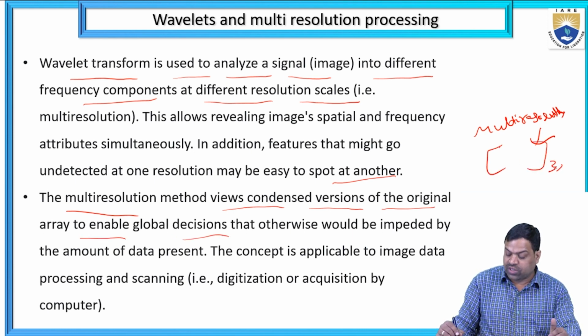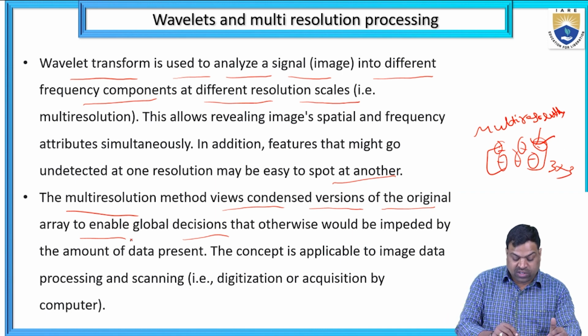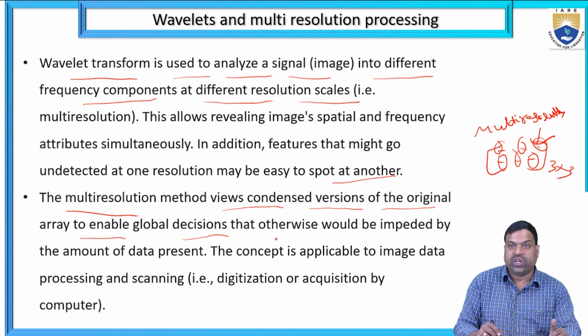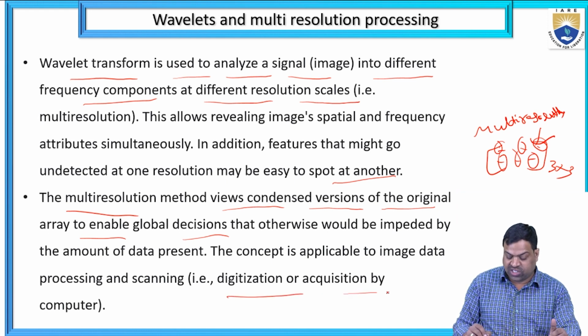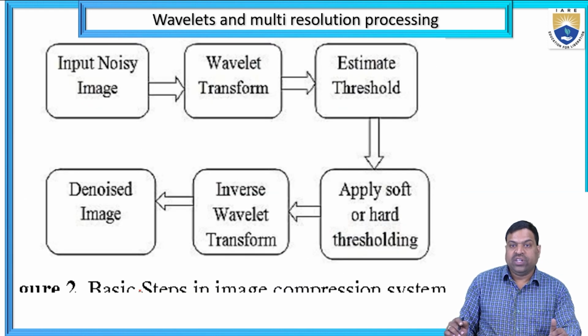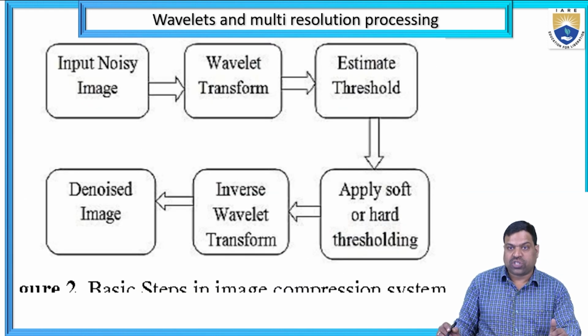So when we are going for the original image, say a 3x3 matrix, we have to change the resolutions, so we have to change the values of the matrix. That will enable global decisions that otherwise would be impeded due to the amount of data present. The concept is applicable to image data processing and scaling. So it is also called digitization or acquisition by a computer. It is a basic step in image compression systems.